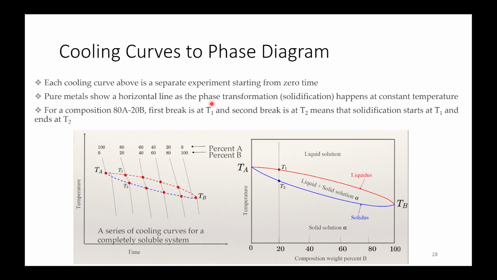So the phase transformation happens at a constant temperature in the case of a pure metal, and for a composition 80A and 20B, the first break is at T1 and the second break is at T2, which means that the solidification starts at T1 and ends at T2. Now this will be your cooling curve for the alloy. Now these various cooling curves will give you this type of phase diagram.